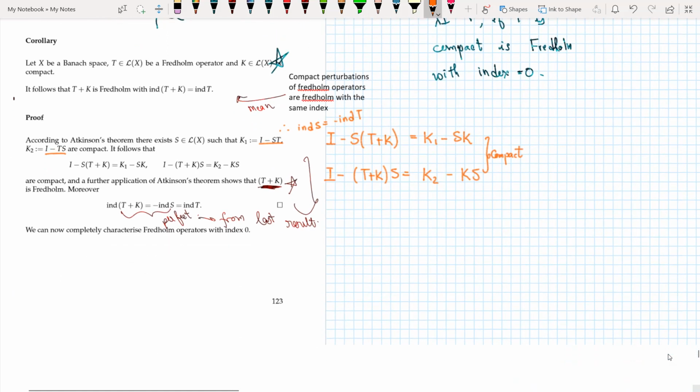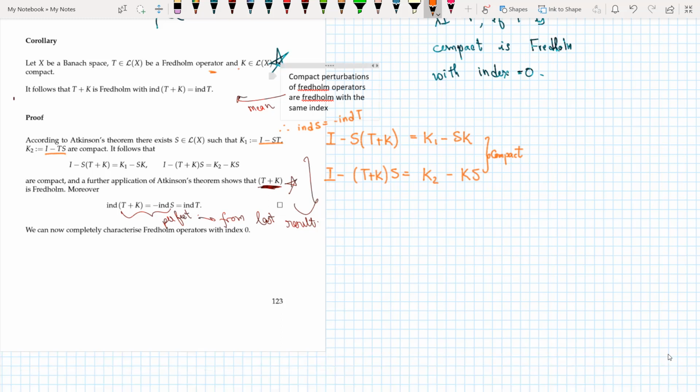Now a very important theorem that we would see is this. We say that X is a Banach space, T is a Fredholm operator, and K is a compact operator. It follows that T plus K is Fredholm with index of T plus K equal to index of T. Now what I mean is that compact perturbations of Fredholm operators are themselves Fredholm with the same index. That's all it means. And the way we prove it is where we make use of Atkinson's theorem again.